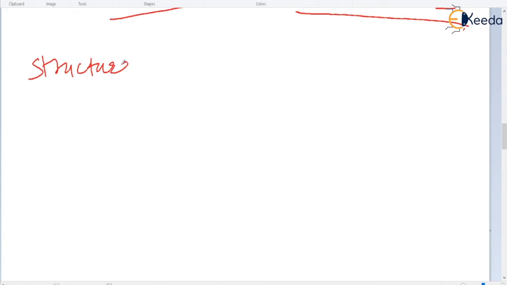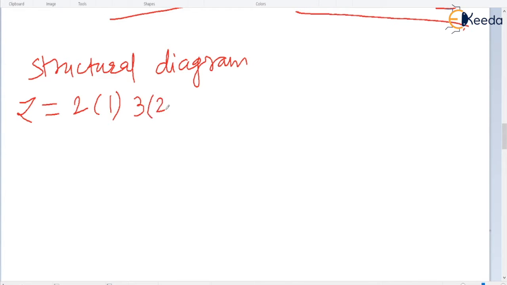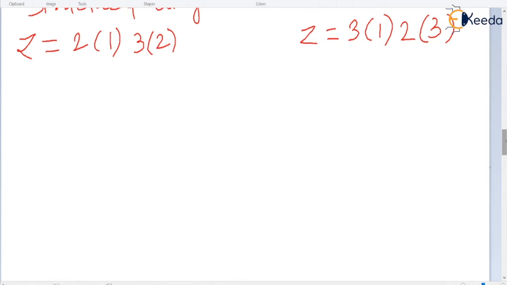So in this video we are going to see how we can draw a structural diagram. Now we have two formulas: number one, z is equal to 2 in bracket 1 and 3 in bracket 2, and one more formula that we got, z is equal to 3 in bracket 1 and 2 in bracket 3. These two are the most suitable formulas as per our calculation. So how can we draw the structural diagram for these formulas?